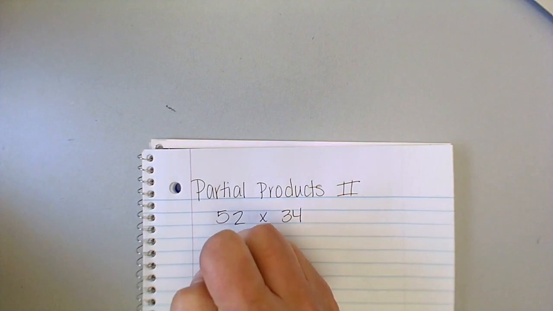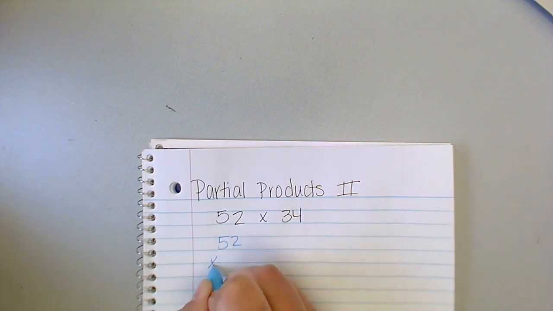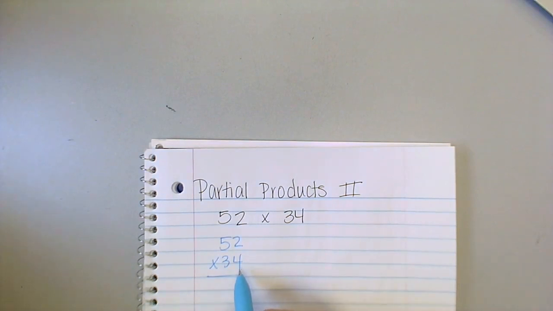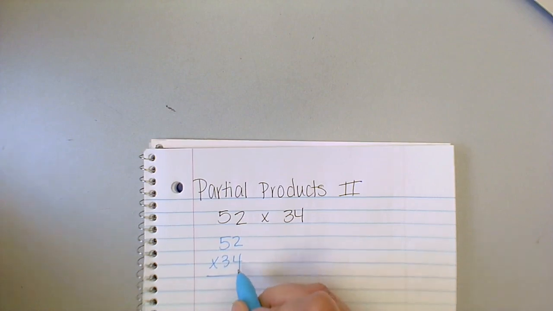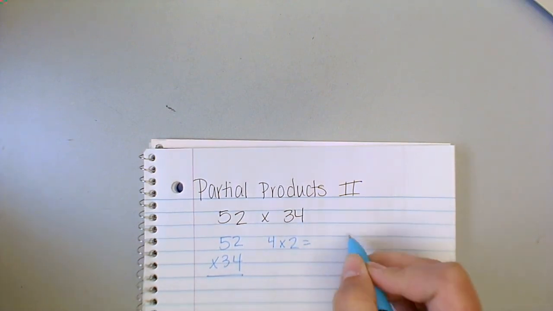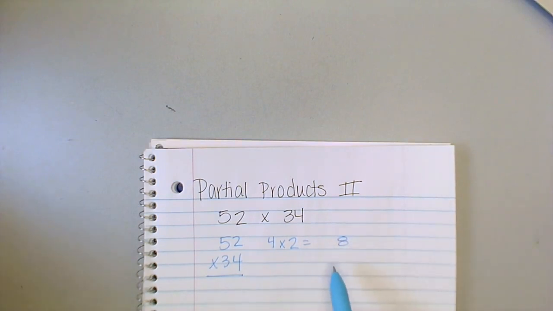So we have 52. I'm going to rewrite it so it looks up and down. So 52 times 34. The same way we did with the box method, we're going to start with the ones and multiply, making sure we understand that it's the ones place, and over here is the tens place. So 4 ones times 2 ones, so 4 times 2 equals 8. I'm writing it a little bit over here so that I have some room and my columns line up when I go to add.